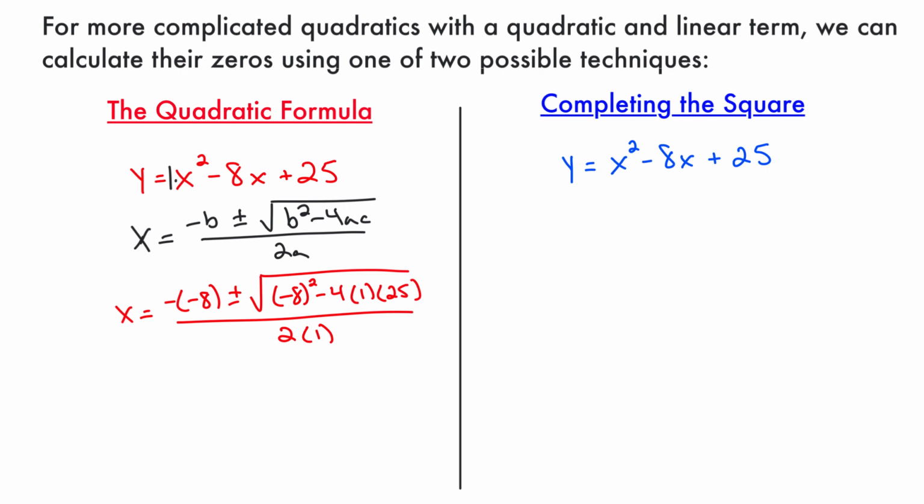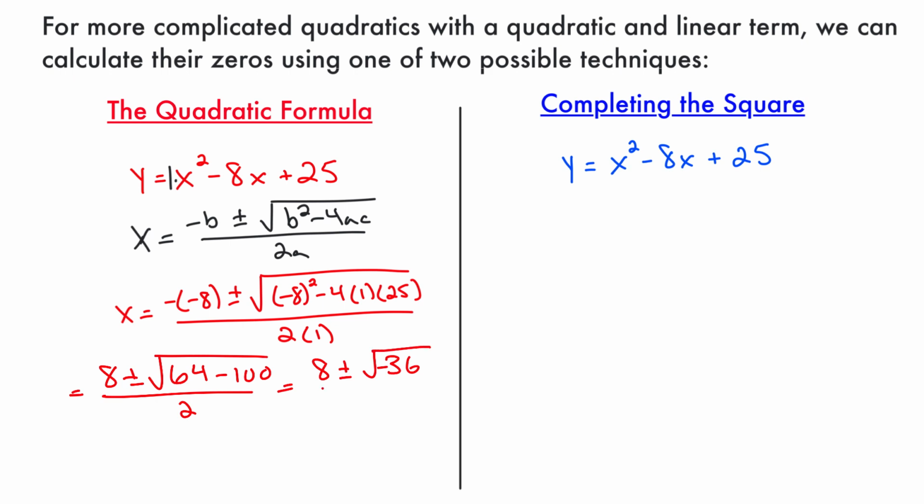Because if it's a mistake that you've made in your head and not on paper, it's much more difficult to catch. So that is going to turn into positive 8 plus or minus the square root of 64 minus 100, all divided by 2. That's going to be equal to 8 plus or minus the square root of negative 36, all divided by 2, which is then equal to 8 plus or minus 6i all over 2.